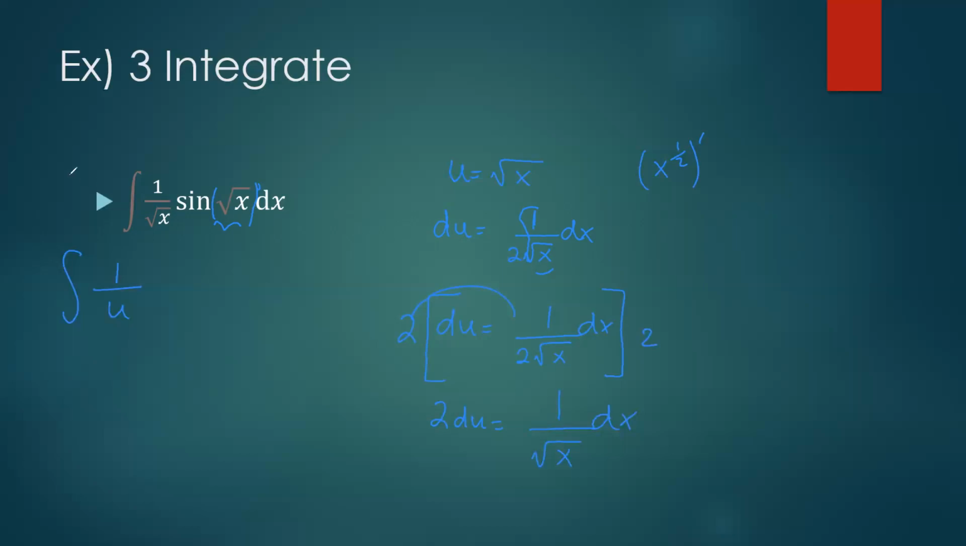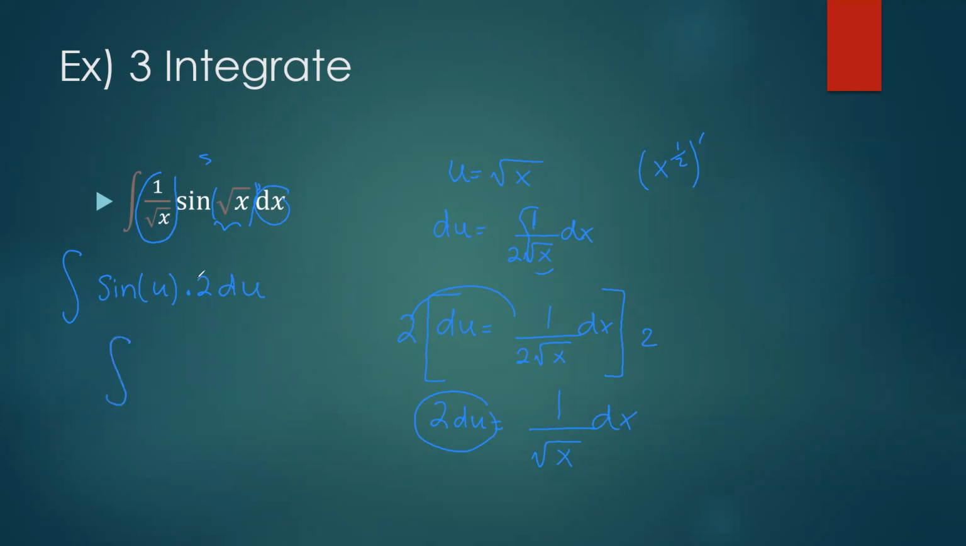No, whoops, my bad. Made a mistake. Let's do the sin thing. It would be sin, replace square root of x with u. And then we can replace 1 over square root of x dx with 2 du. Okay, that's much better. Then continue with the integration rule.